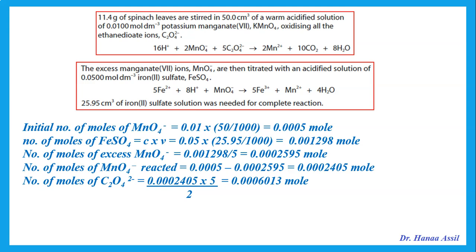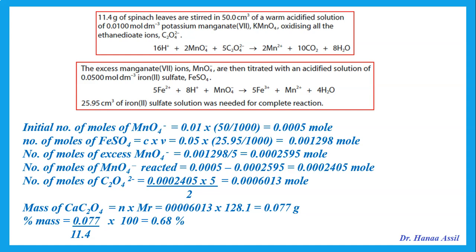So the number of moles of the C2O4 2 minus would be the number of moles of manganate times 5 over 2, and this gives our number of moles, and we are required to get mass. So I can calculate the Mr of CaC2O4 multiplied by the number of moles. This is the mass of ethanedioate in the spinach. He wants percentage. Then that would be this mass over the original 11.4 of the spinach leaves times 100.